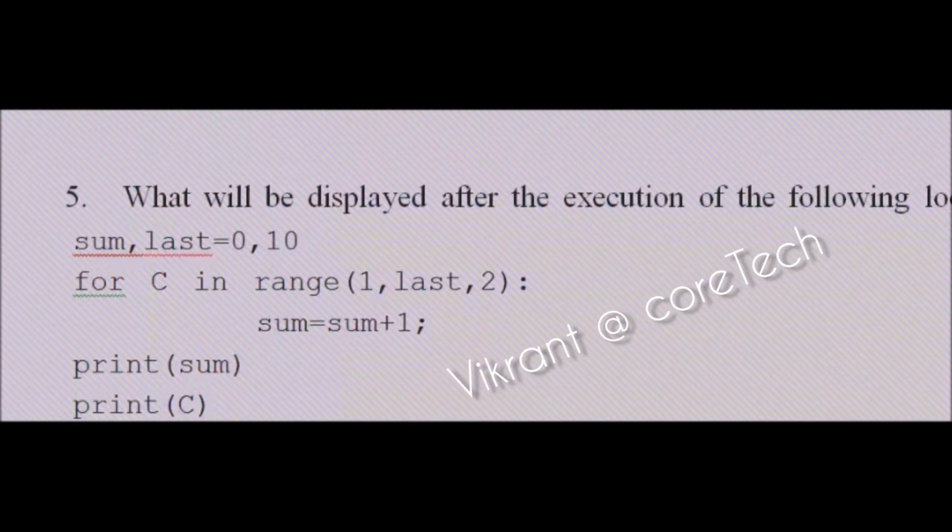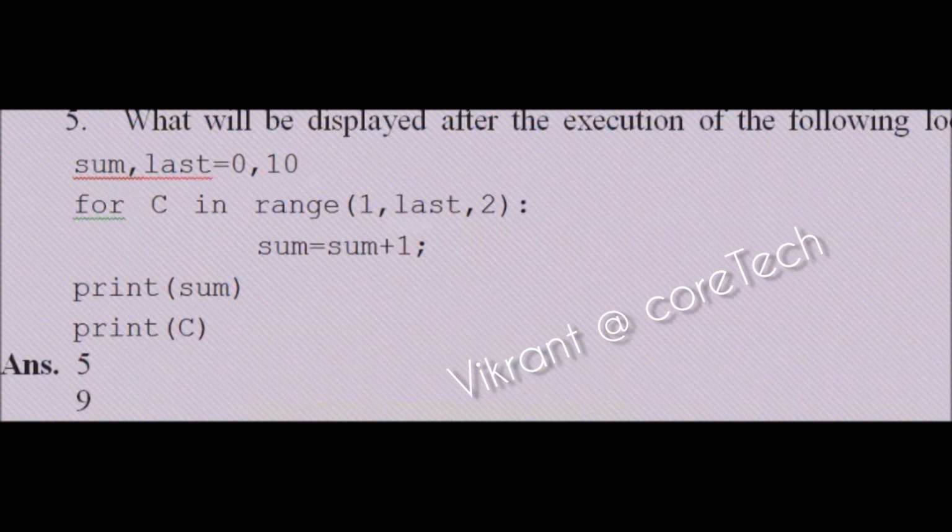Somewhat the same. We have the start value as 1, the stop value as 9. So 1, 3, 5, 7, 9. So 9 will be the value of C. And sum has the initial value as 0. The loop was going 5 times. So 5 times 1 will be added, then the answer will be, yes, right.